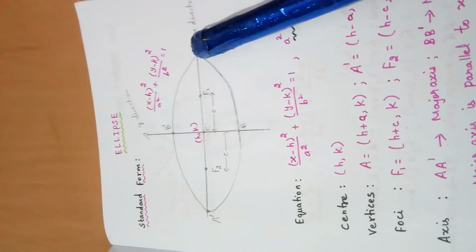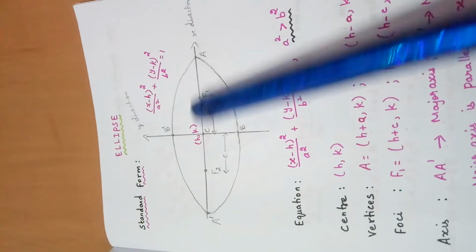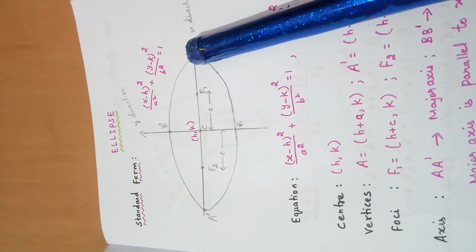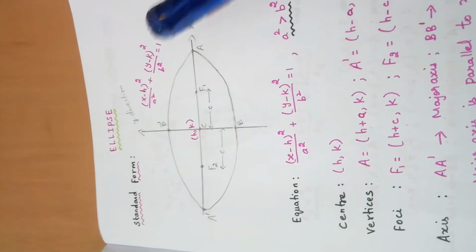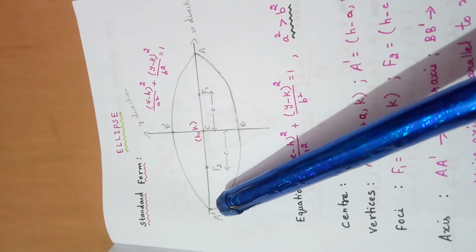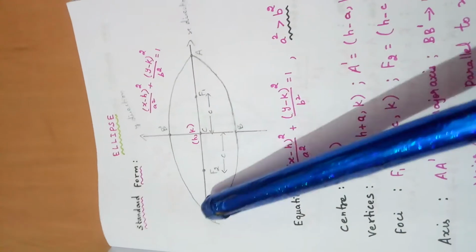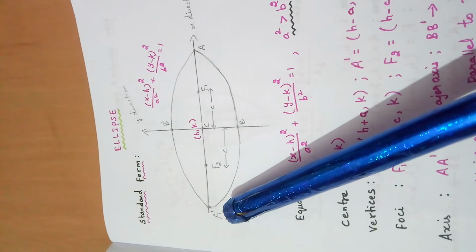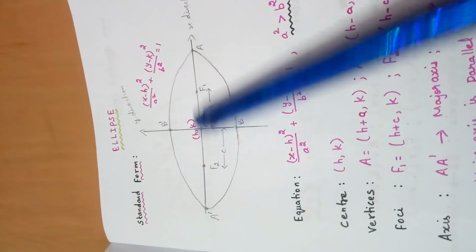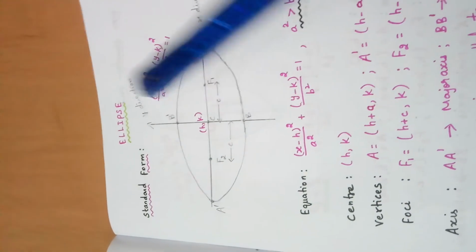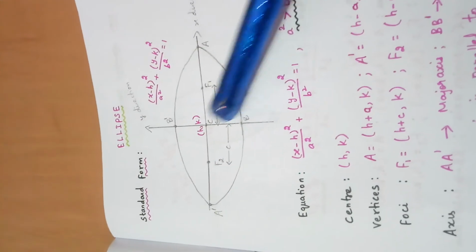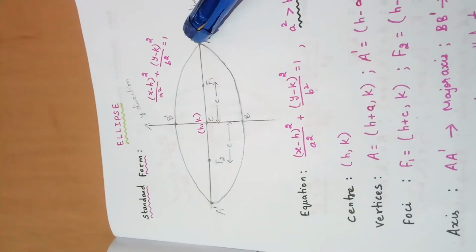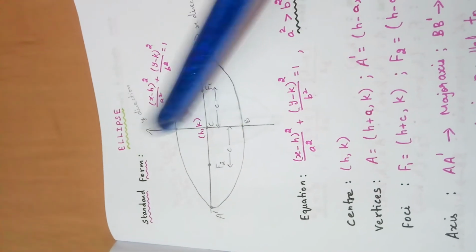Again, the line A A dash is called the major axis. Understand carefully, try to keep all the terms in your mind. What is A? A is a vertex. A dash is another vertex. The line A A dash is called what? Major axis. Similarly, the line B B dash is called the minor axis. So this is the major axis, this is the minor axis.